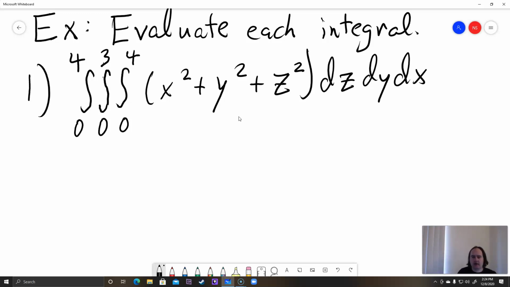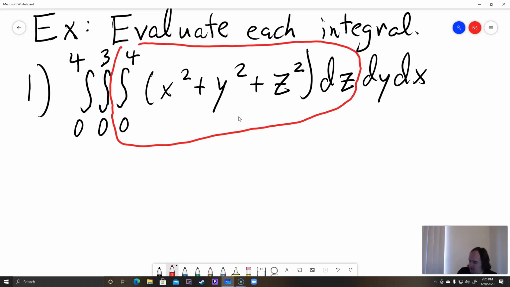So probably the hardest thing is just keeping track of all the variables. It's just like a double integral, but there's an additional variable. So one thing that people like to do, and that I recommend, is since you're starting with the innermost integral, you circle that. So the innermost integral here is dz. And since it's with respect to z, that means these limits of integration are in terms of z. So this inner integral is going from z equals 0 to z equals 4. And you just want to focus on this inner integral first.